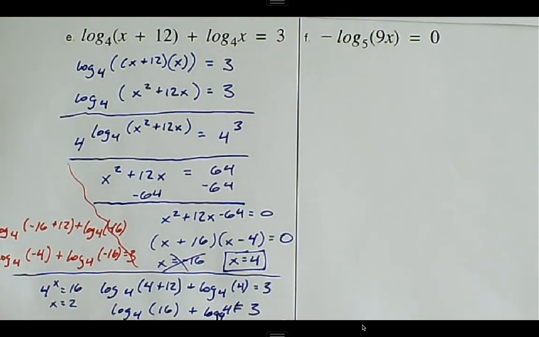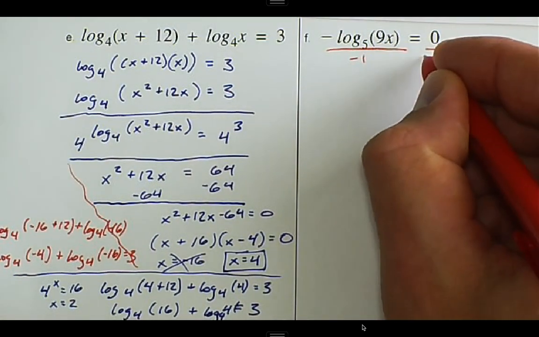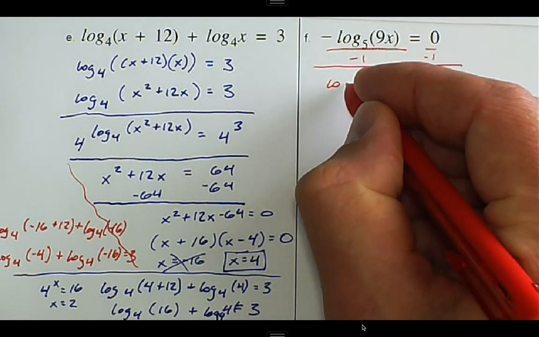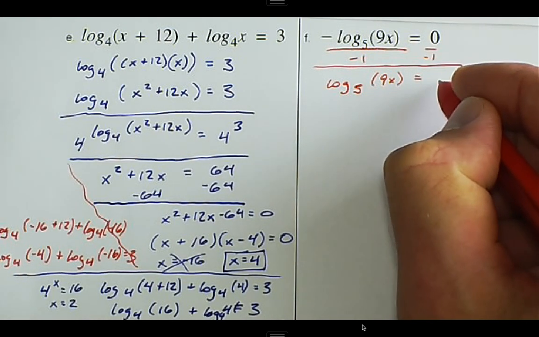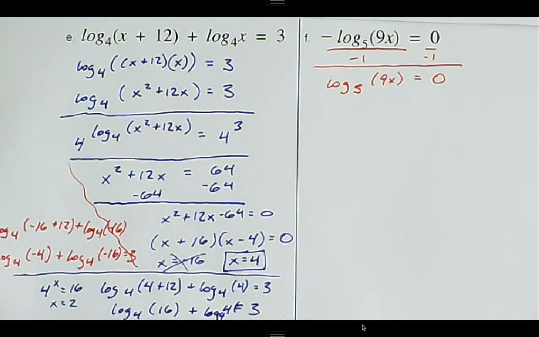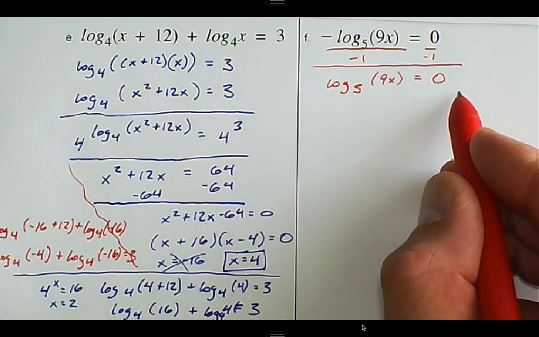So then we have the next example here. First thing we have to do is get the log by itself. So we can multiply both sides by negative 1, or divide both sides by negative 1. So divide by negative 1, divide by negative 1, and we get log base 5 of 9x is equal to 0, because we're dividing by negative 1. And now we can exponentiate both sides of the equation because we have the log base 5 here and we don't have anything on the right side.